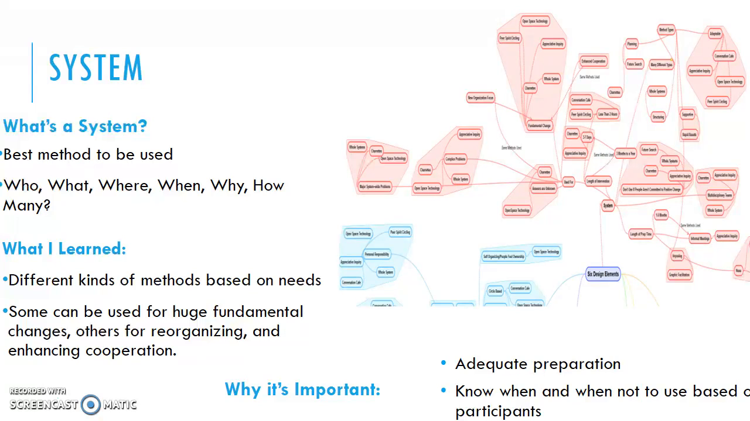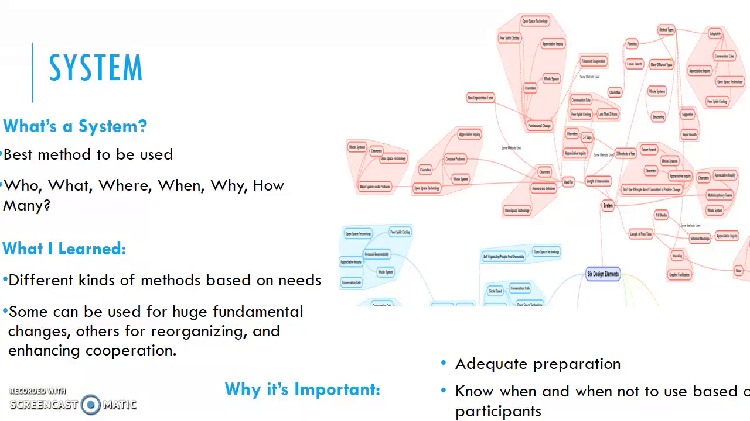The system is basically what is the best method to use and any of the information you need to know, like who, what, where, all those kinds of things. What I learned is that there are so many different methods, and each of these methods can meet a specific need of a company. Some could be used for small changes, some for global changes, some for just getting everyone to cooperate and fix a company problem. There are so many different things that could be done.